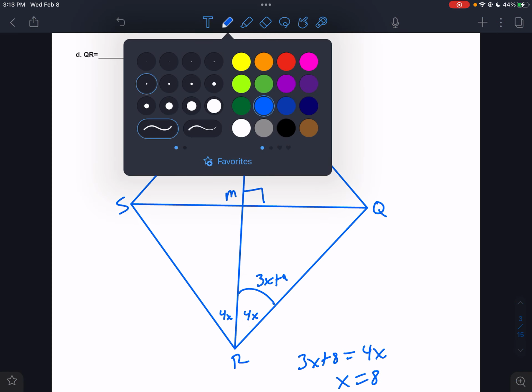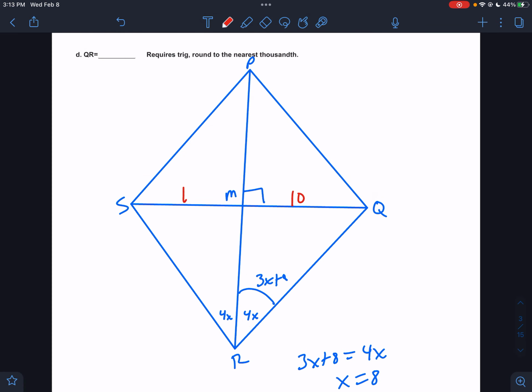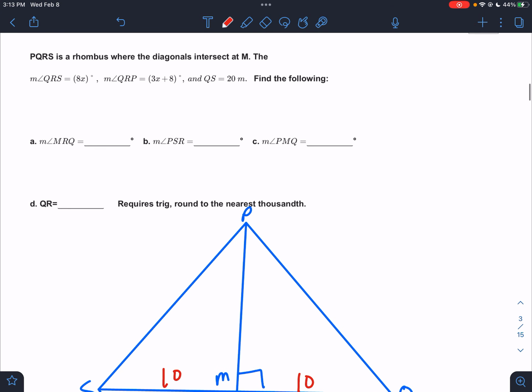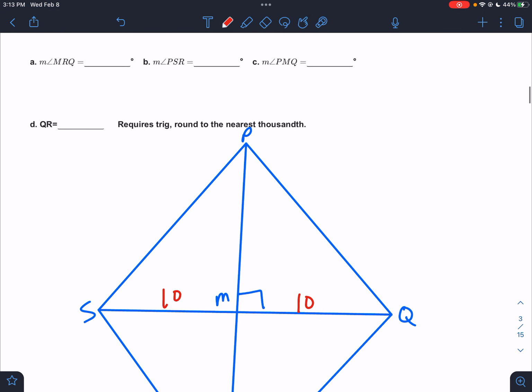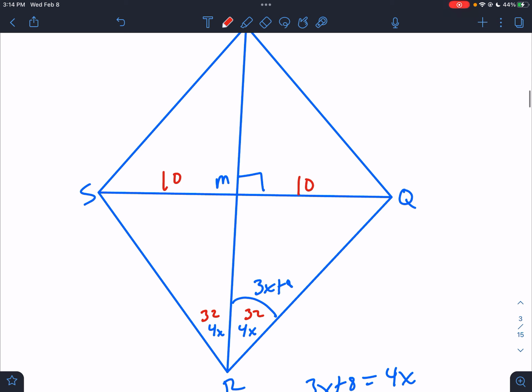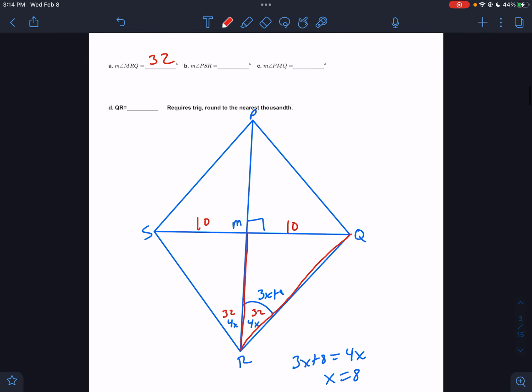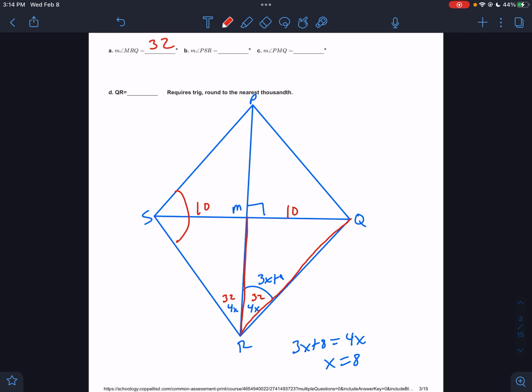It is a type of parallelogram, so if the whole thing's 20, we know it cuts into 10 and 10. If x equals 8, this is going to be 32 and 32. Okay. Find the following. The measure of angle MRQ. MRQ is going to be this angle here. MRQ, that's 32. PSR, that's this entire corner.